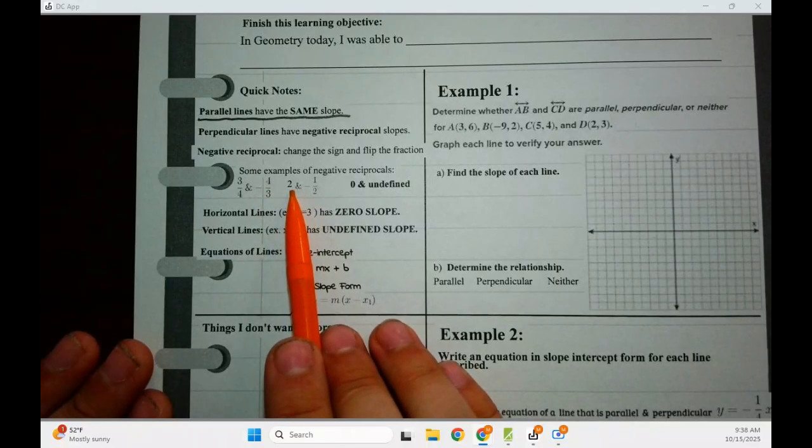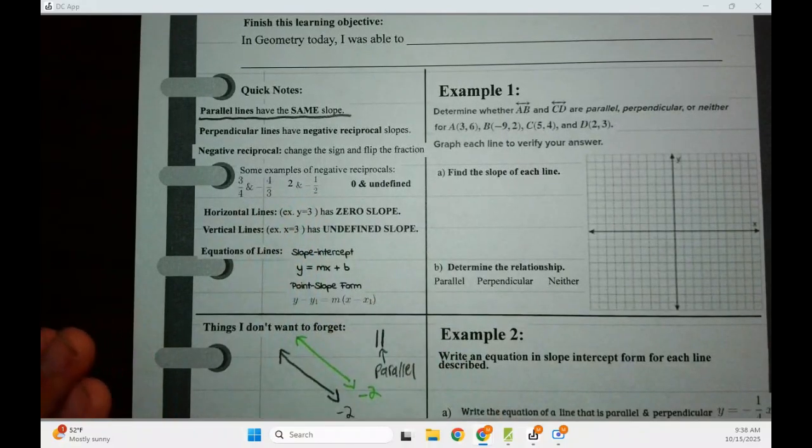What if I had the positive 2? Well, change the sign, flip the fraction. 2 over 1 becomes 1 over 2, and instead of positive, it's also negative. Okay. Last idea, then we'll try practicing with a couple examples.